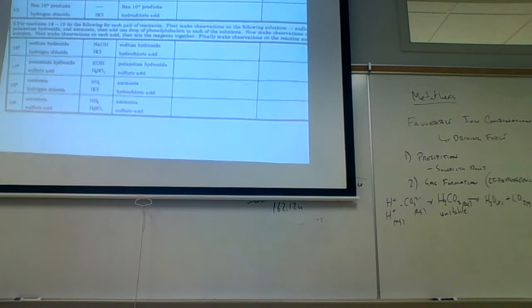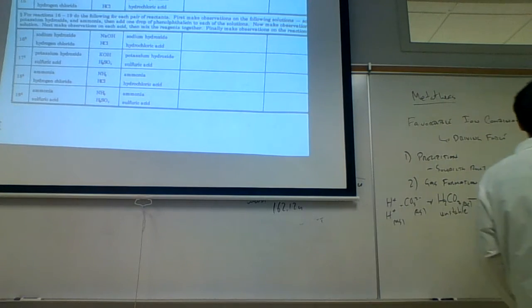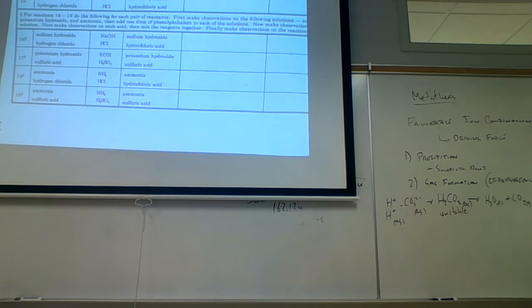Number 16. We're going from sodium hydroxide and HCl. Now we look at ion combinations. We can twist the ion combination. So we have the hydrogen ion with the hydroxide ion. Hydrogen ion with hydroxide ion makes what? Water. And sodium ions with chloride ion make sodium chloride.